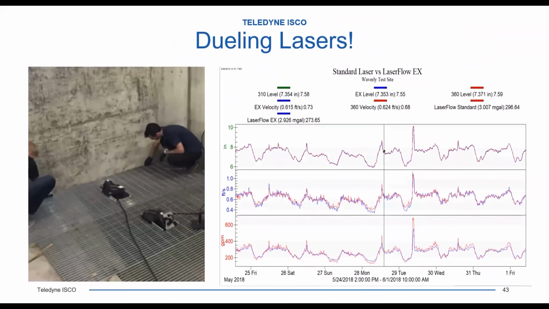And then dueling lasers. This one is kind of neat. We had two lasers in this channel, both reading the exact same flow. We wanted to make sure, again, that we did not lose accuracy with the EX laser. So you'll notice the top pane there is the level. They're right on mirror image. The second one is the velocity. And finally, the third pane in this example would be the flow rate. So they were within 1% of each other.